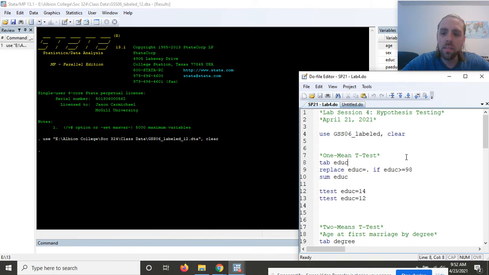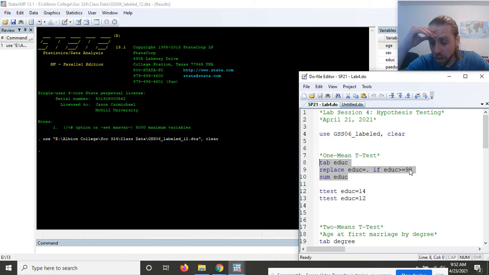I want to start with the variable of education. So this variable right here should be familiar to everybody. Check out the string of commands that I just highlighted. Tab educ, right? So I'm going to tab education. Then I am going to code it for missing, right? If greater than or equal to 98. And then finally, I'm going to summarize it.